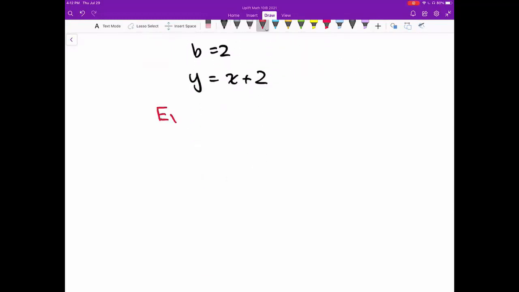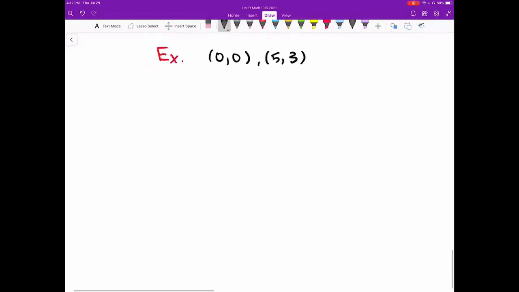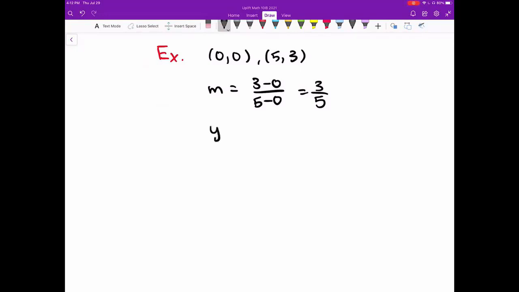We can do another example. Maybe 0, 0, and 5, 3. Sure, okay. So again, we find the slope first. So it's the y's 3 minus 0 divided by the x's 5 minus 0, and we get the slope is 3 over 5. And then we could put it back into the formula, and we get y is equal to 3 over 5x plus b. And then we could pick a point.